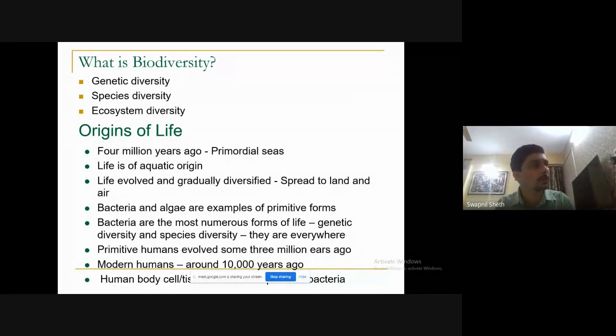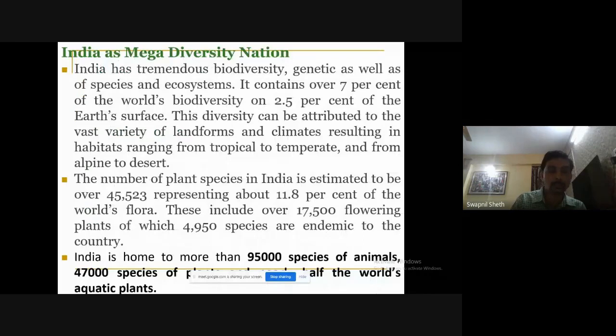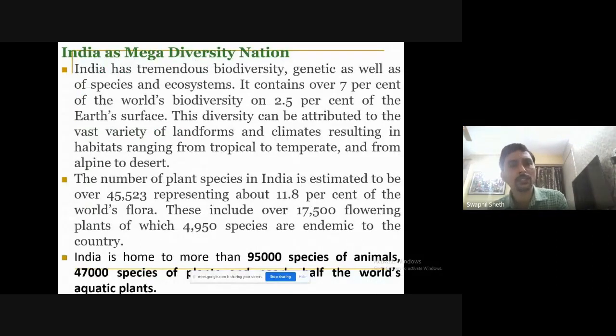So for the sake of understanding that, we need to protect our resources. If we keep that understanding in our mind, we will definitely protect our ecosystem, our landforms, and our diversified life forms. India is a mega diversity nation. As far as biodiversity is concerned, genetic as well as species and ecosystem, it contains over 7 to 8% of the world's biodiversity.